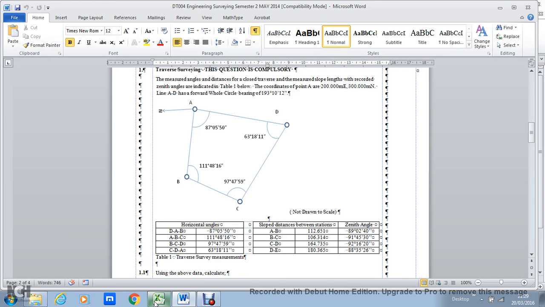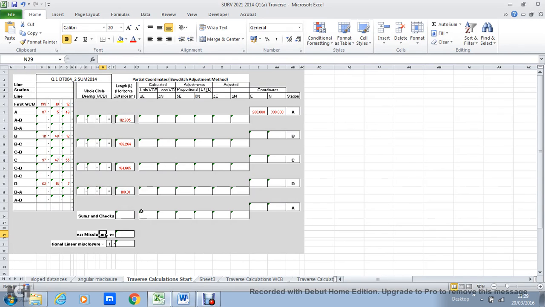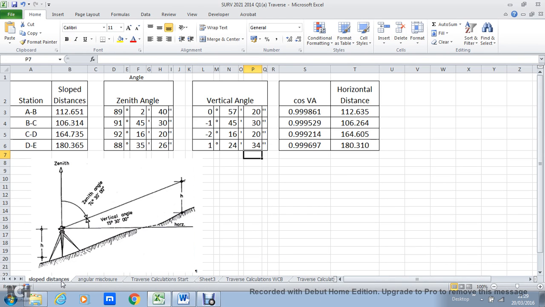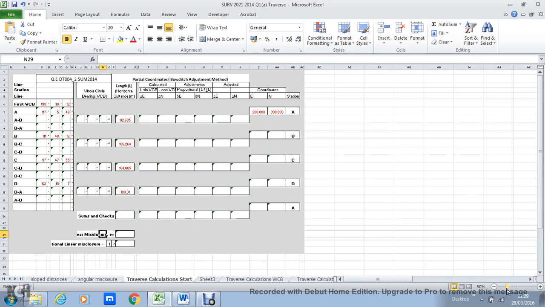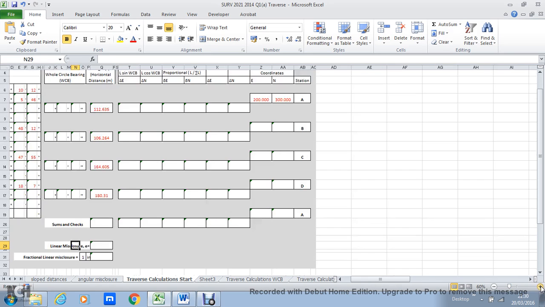So in this short video, we're going to look at the form that we use for the traverse, which is this one here, and where we actually put our values from the first two steps. If you remember the first step, we had to work out the horizontal distance from A to B, from B to C, from C to D, and from D to E. And this is the form that you're going to fill out and that will be supplied to you in the exam.